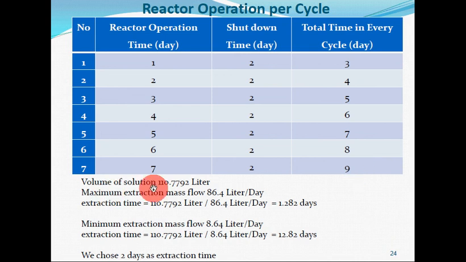The calculation of the fuel solution is this 110 liter. For the maximum extraction mass flow, 86.5 liter per day, if we divide this number, we get the extraction time is 1.282 days. For the minimum extraction mass flow, we get the time is 12.82 days, and then we choose 2 days as the extraction time. We put it right here.